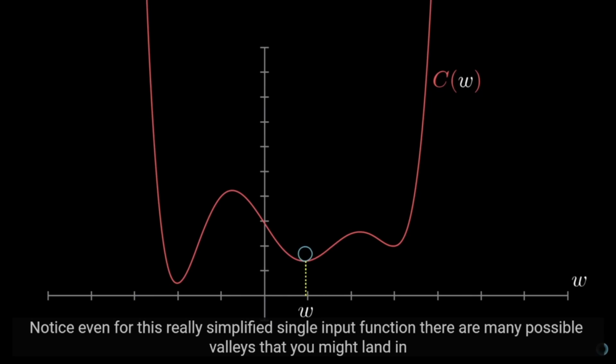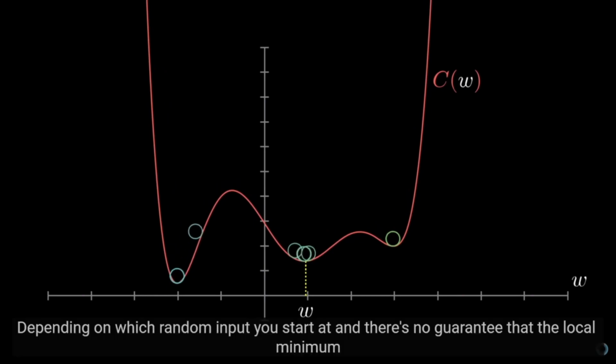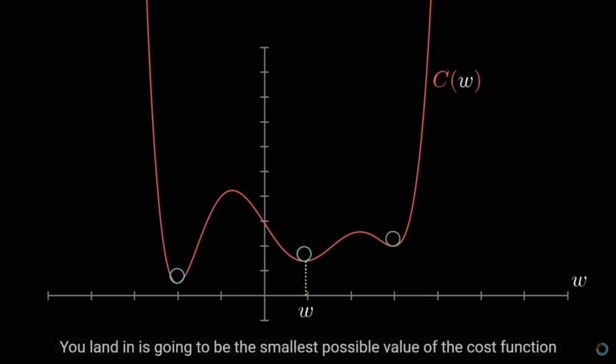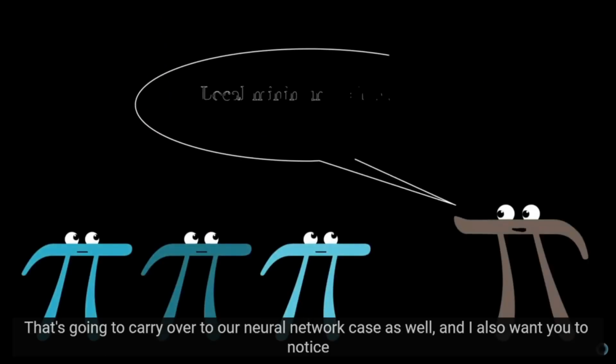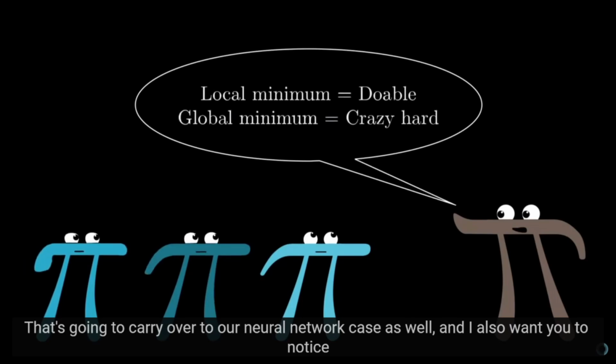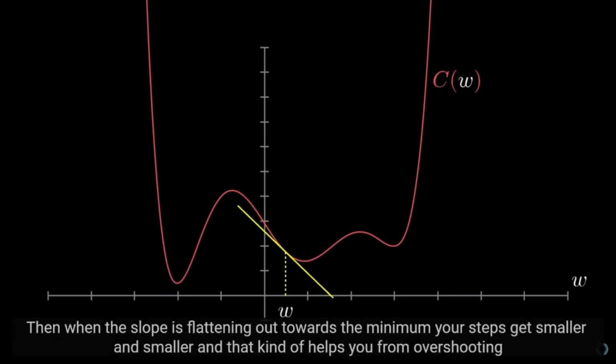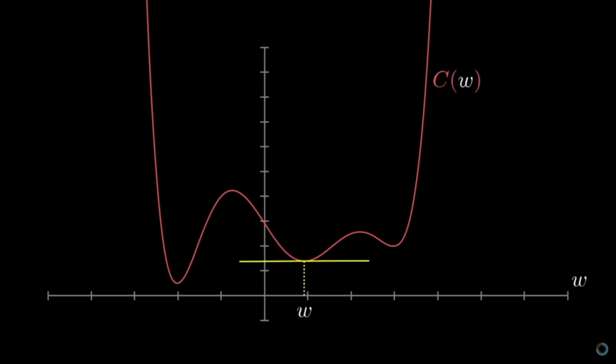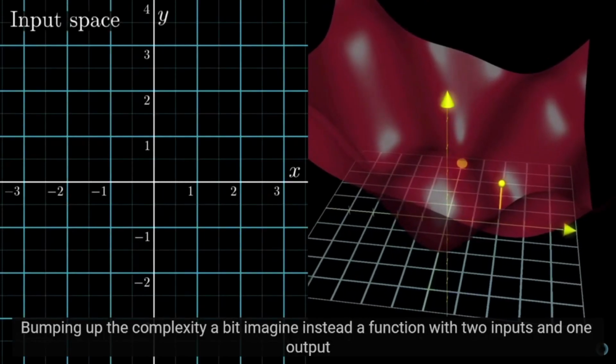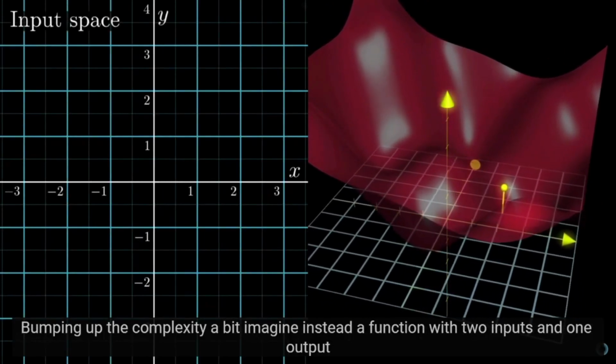And notice, even for this really simplified single input function, there are many possible valleys that you might land in, depending on which random input you start at. And there's no guarantee that the local minimum you land in is going to be the smallest possible value of the cost function. That's going to carry over to our neural network case as well. And I also want you to notice how if you make your step sizes proportional to the slope, then when the slope is flattening out towards the minimum, your steps get smaller and smaller, and that kind of helps you from overshooting. Bumping up the complexity a bit, imagine instead a function with two inputs and one output.